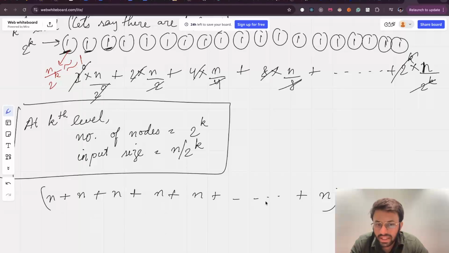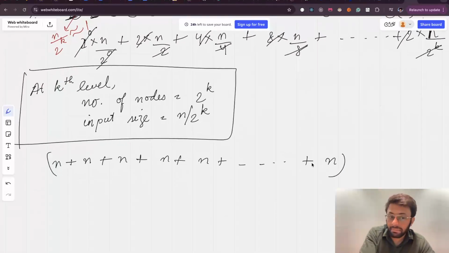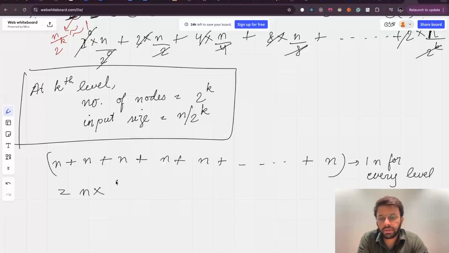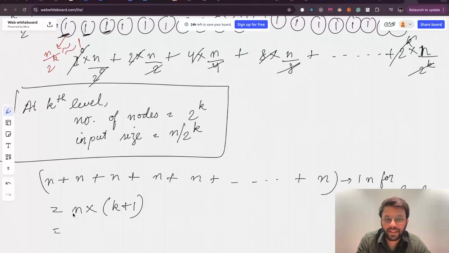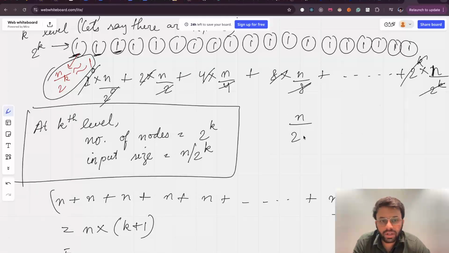And how many n's will be there? 1 n for every level. 1 n for the 0th level, first level, second level, third level, fourth level. There are k plus 1 levels. So 1 n for every level, and there are k plus 1 levels. So this becomes n into k plus 1. Okay. And what will be k? We said n by 2 power k is somewhat equal to 1.